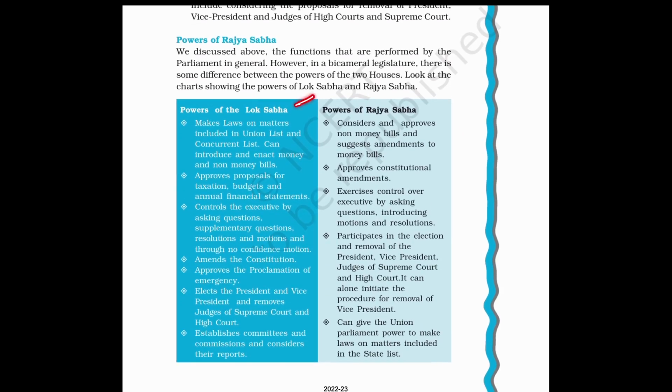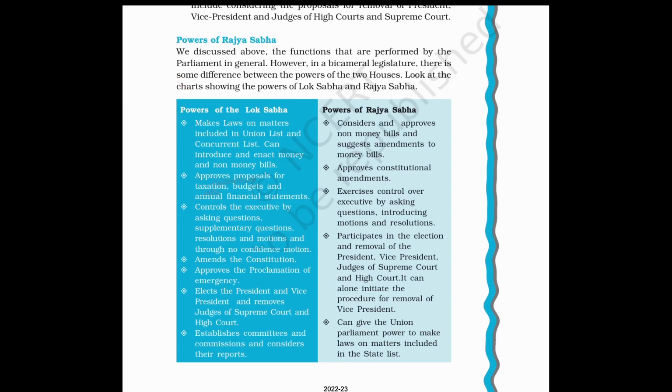Let's say if we quickly look at the powers of Lok Sabha, so making laws on the matters which are given in the union list and the concurrent list. It is given in the 7th schedule, the 3-list system. I have explained that earlier. Also, they can introduce and enact the money and the non-money bills. Now, what exactly is the definition of money bill is very crucial to be understood, which will be discussed in detail later. But for now just remember this point.